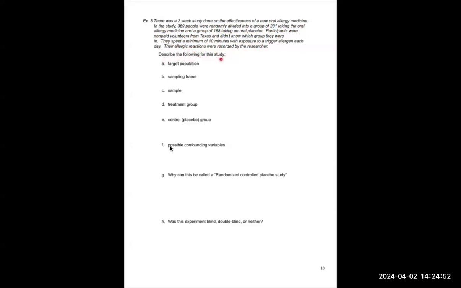So describe the following in the study. Who is the target population? That is, at the end of the study, who do we want to make a statement about? All right, what is the target population? What do we want at the end of this? We want to say, oh, well, this allergy medicine works for these people. So I would say people with allergies. And usually they want to be more exact, like people from the United States with allergies.